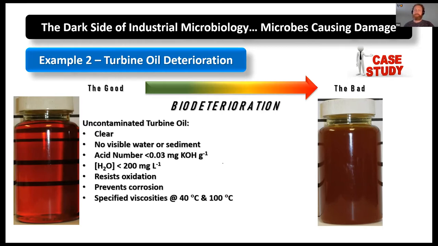Biodeterioration affects all these properties. The acid number goes up. Clearly, we're getting visible water accumulation. Were we to measure this water, it would be increasingly turbid. And its ability to resist oxidation degrades very quickly. And we start seeing corrosion in the system.